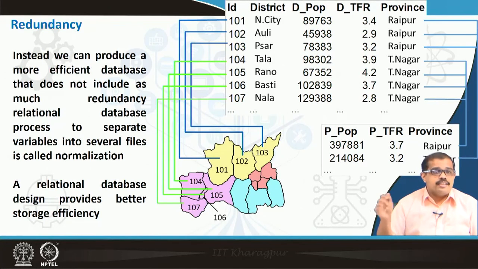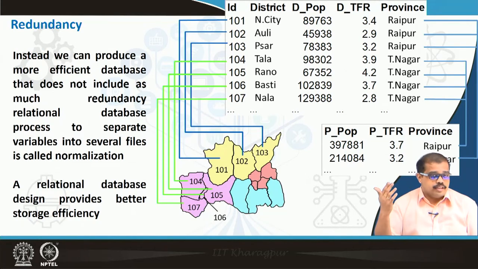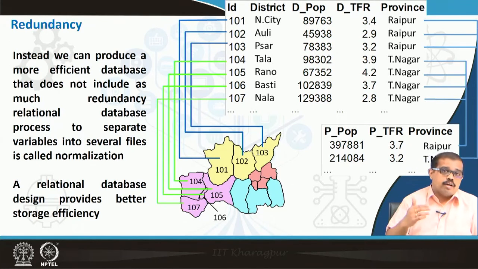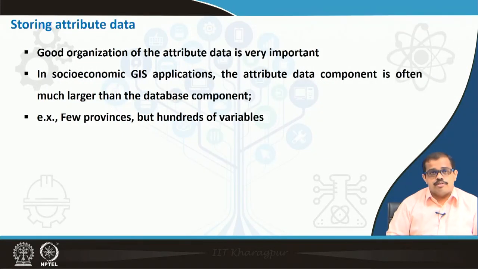So, normally a relational database design provides the best storage efficiency. I will tell you what I mean by a relational database. Now, you also have object oriented databases, etcetera. We will look at all of these databases when we come to the database topic, but as of now, we have to remove redundancy. So, you need to have a normalization for your data, okay. That's what you should remember.